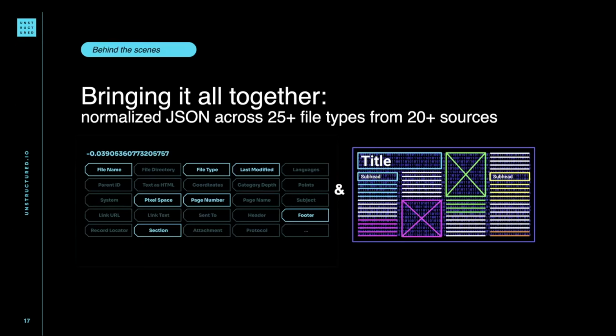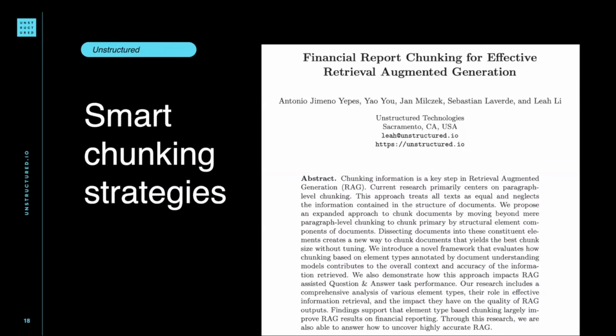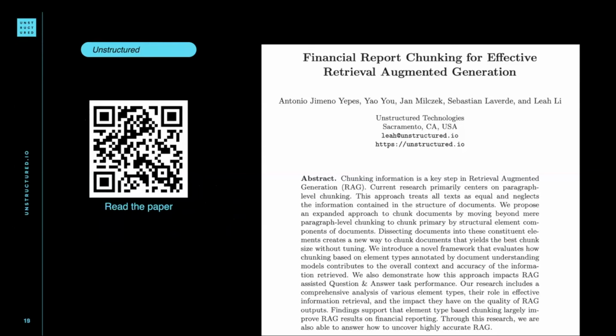So the next thing that you typically would want to do with your text, if you're building a RAG application specifically, is to do the chunking. So we have published a paper on smart chunking strategies. If you're curious to read the paper, there's a QR code. But essentially, if you've read about chunking strategies, the main issue that people have is they typically start with a large piece of text and then need to split it into smaller chunks that would fit into the context window of the embedding model.